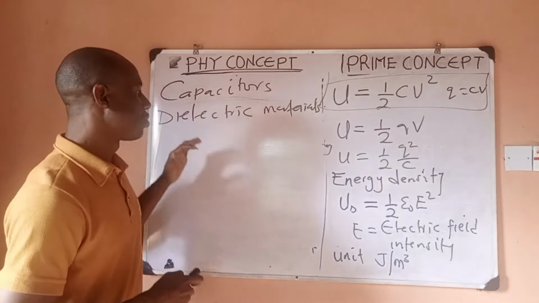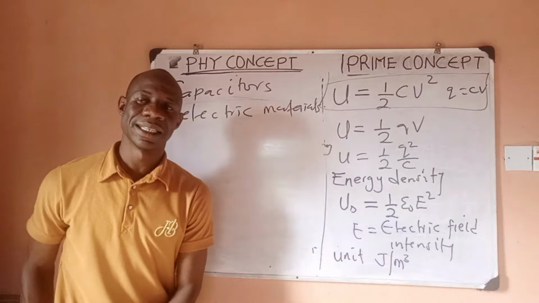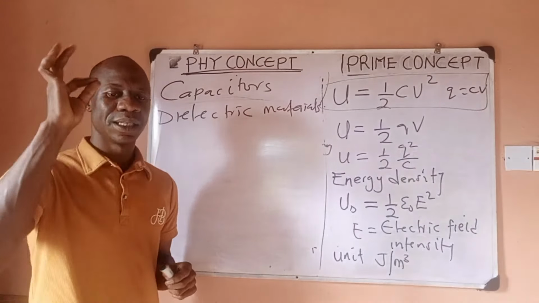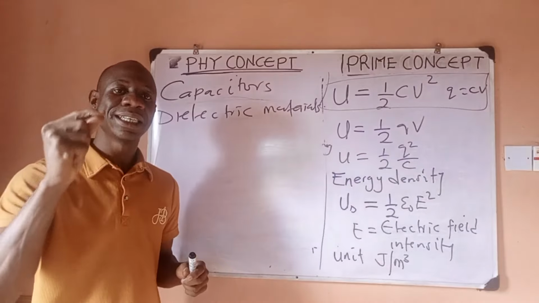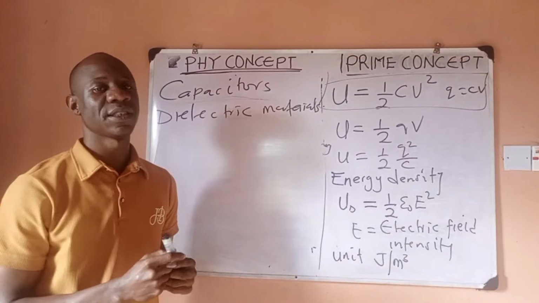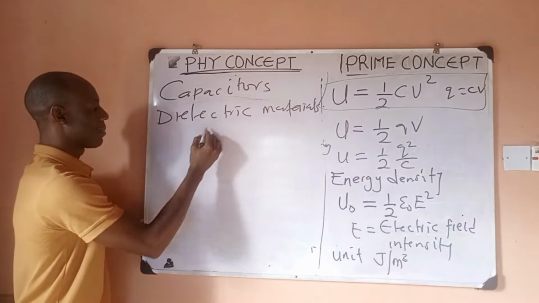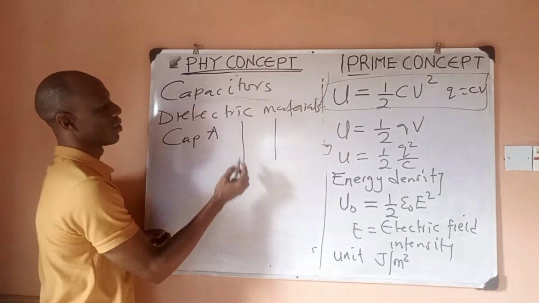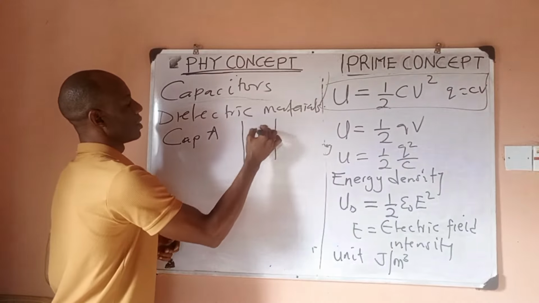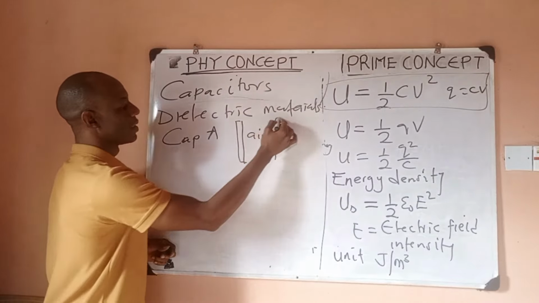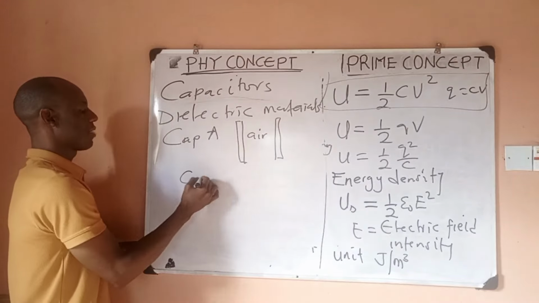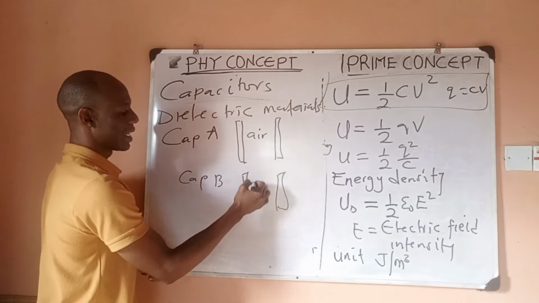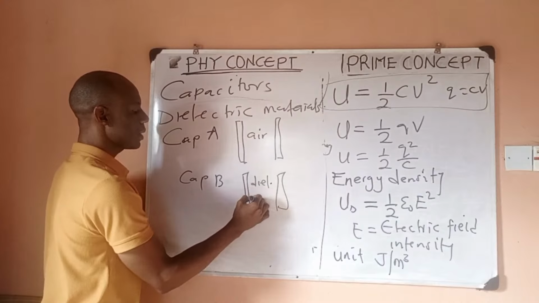Now, one of the things you should know about dielectrics is that the presence of a dielectric increases the capacitance of the capacitor. So if I have a capacitor A, these are the plates of my capacitor, and I have the medium that separates these two plates. The medium is air. And I have capacitor B. These are the plates of my capacitor B, and inside I have dielectric material.